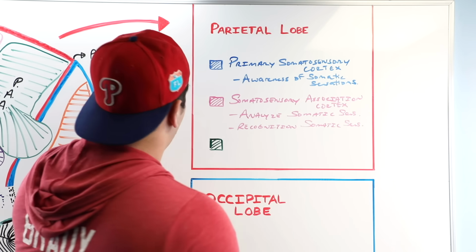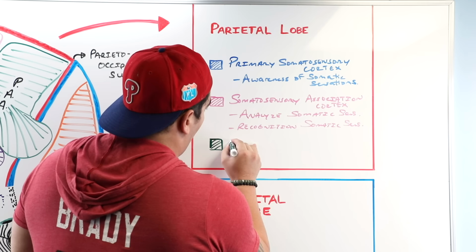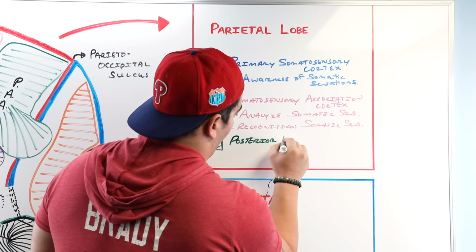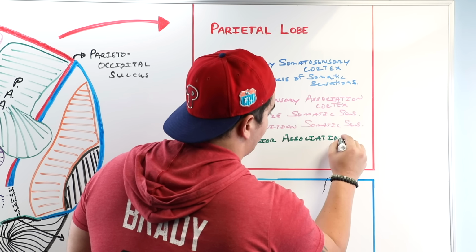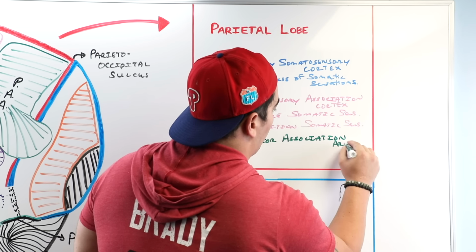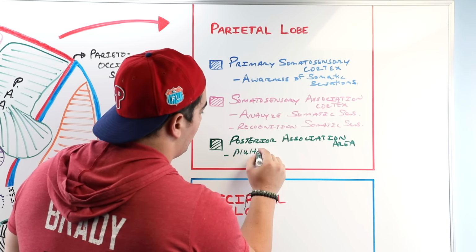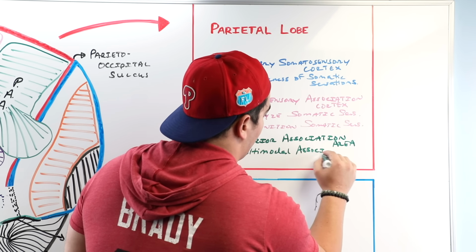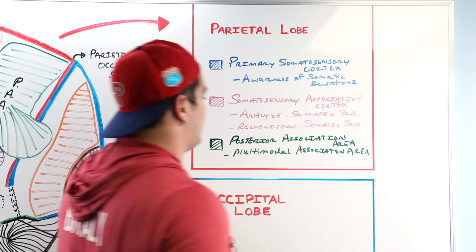Okay? The one just posterior to it is the really interesting and weird area. It's called the posterior association area. Now this area is actually what we already kind of explained. I'm going to write it down. It's called a multimodal association area. And I'm going to very briefly explain what that means.